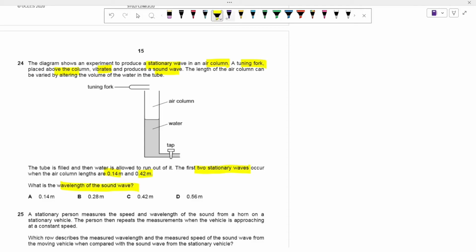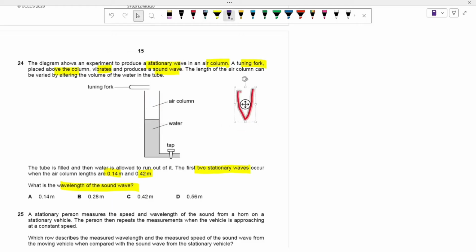Okay, the first stationary wave. A stationary wave consists of 2 things: an antinode and a node. So the first stationary wave, whenever you're drawing it, is going to start at the mouth, because since it's open, we're going to have an antinode, maximum displacement. It's going to go up like so, and then up like so. So this is the first wave that we're going to experience.